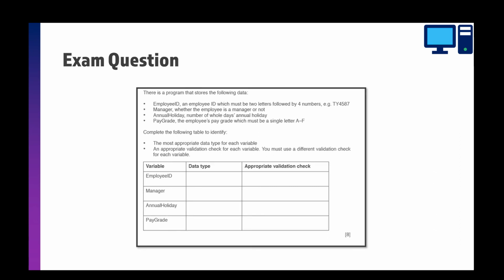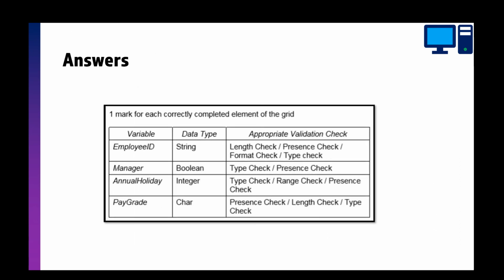Okay, now for the answers. Employee ID would be a string because we've got numbers and letters. The manager would be Boolean because true you're a manager or false you're not a manager. You've got annual holiday as an integer because it's whole numbers, and pay grade would be a char because it's just a single letter. So you've got length check, presence check, format check or type check for the first one.